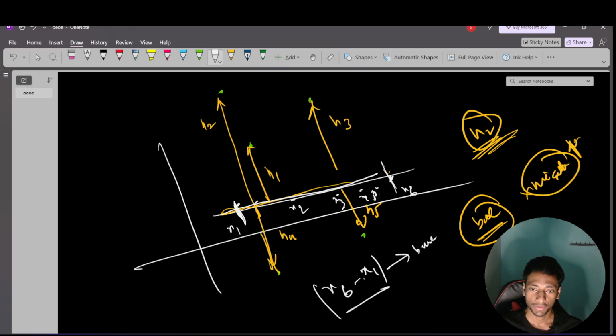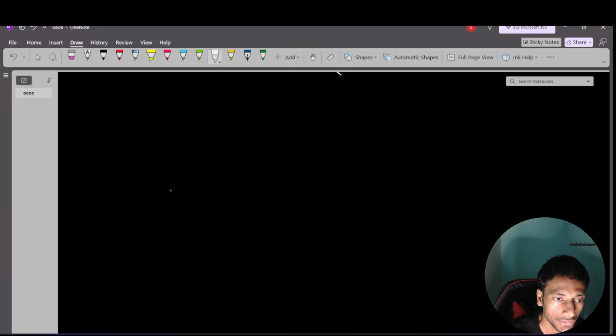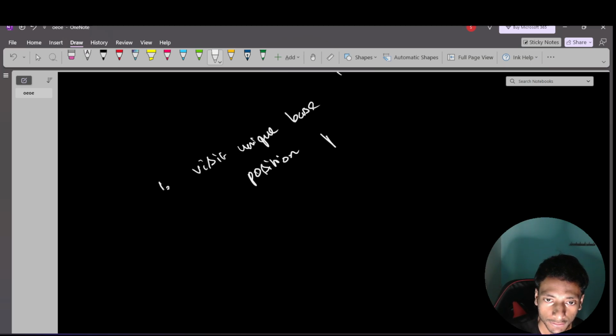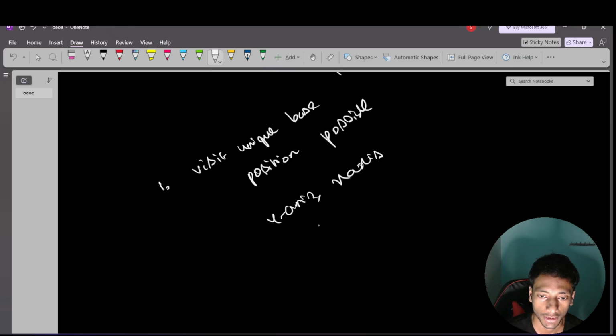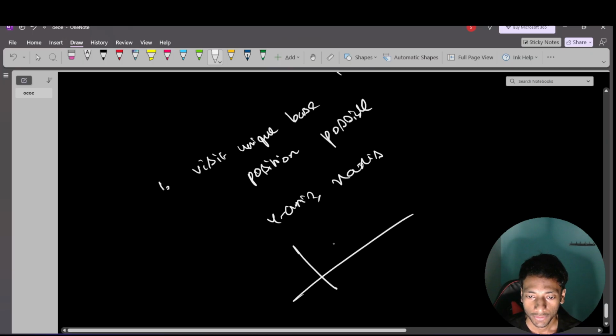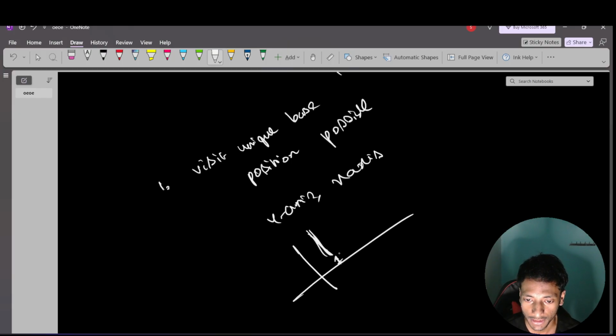So I can actually uniquify this. So what is the approach now? I will visit each unique base position possible, correct? So one is parallel to the y-axis, another is parallel to the x-axis, correct? Suppose this is the baseline I got. This means that using the same x value, I have multiple y values, correct?